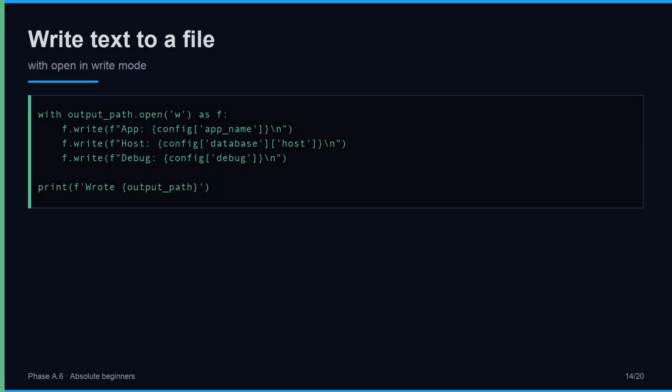Open the output path in write mode, that is the W inside open. Inside the with block, call write for each line you want to save. Pull values straight from config as you write. Close happens automatically at the end of the with block. Finally print a confirmation with the path you wrote to. Run this script and you get a fresh report file on disk, built entirely from values that came out of the config. Read in, write out.